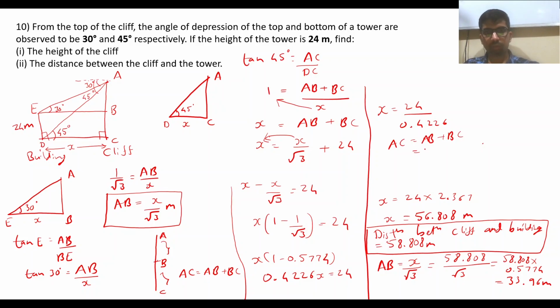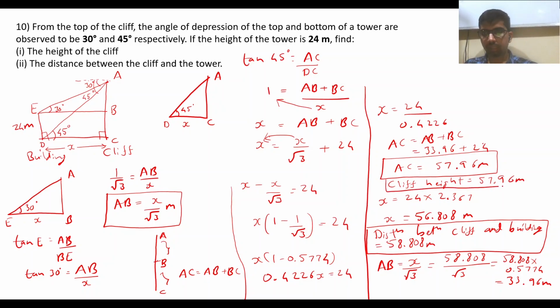AB is how much? AB we have got as what? This was 33.96. And BC how much we got? BC is how much? 24. Add हो जाएगा 3 plus 4 7, 57.96 meters. This is the height of cliff. Cliff height is 57.96 meters.